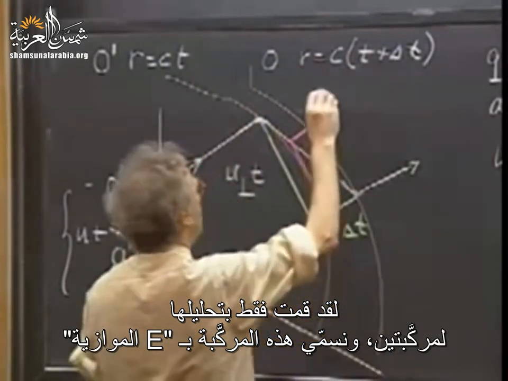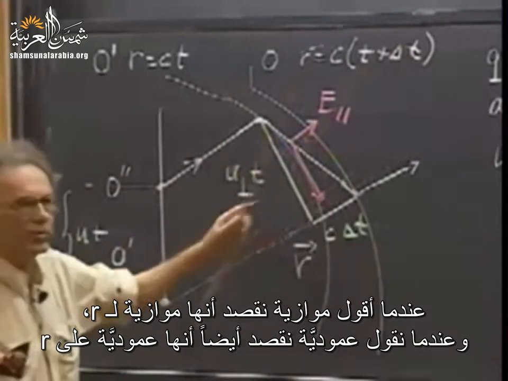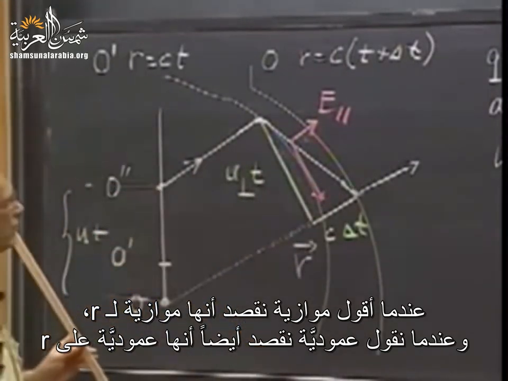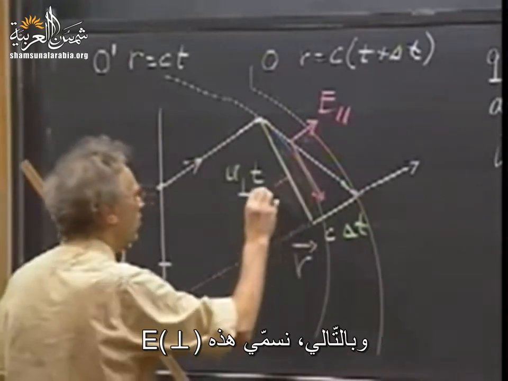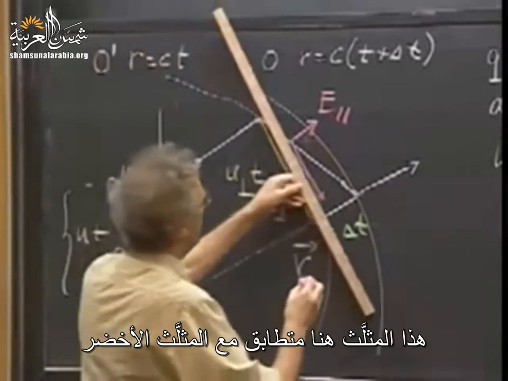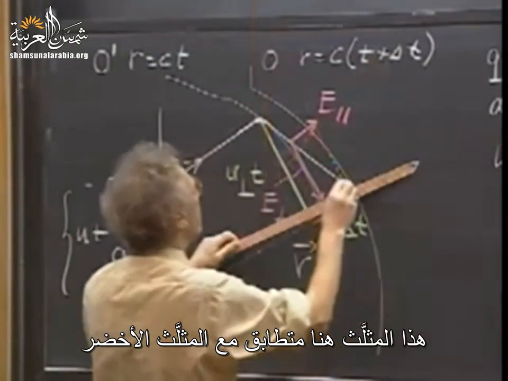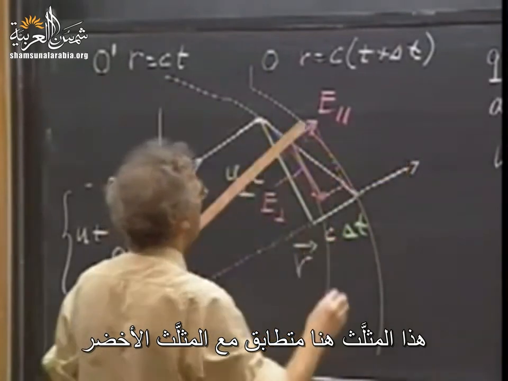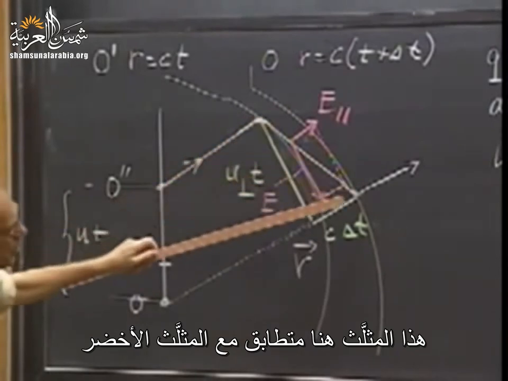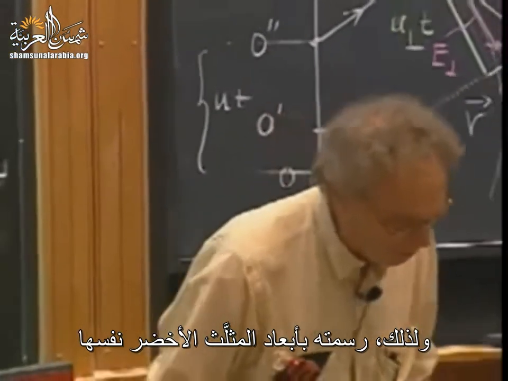And I call this one E parallel. My notation parallel always means parallel to R, and my notation perpendicular always means perpendicular to R. And so this then would be called E perpendicular. And this line here, the triangle, this triangle that you see here is congruent with this green one. That's why I gave you the dimension of the green one.